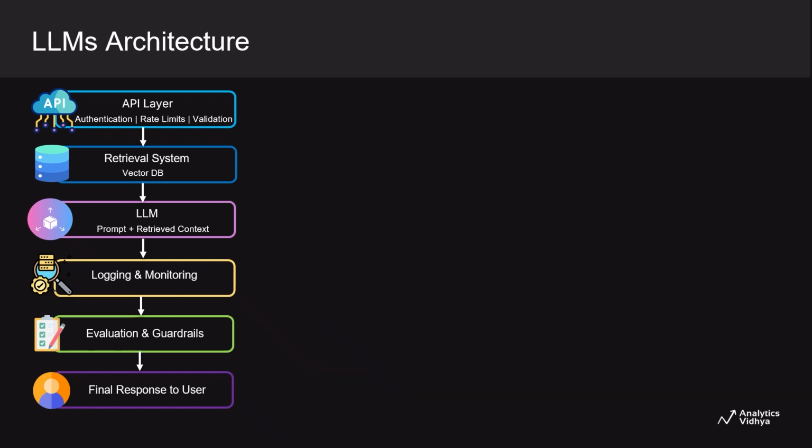Looking at the system from this architectural perspective is important. Building a real AI application is not just about calling a language model. It's about orchestrating multiple components that work together. These components handle data retrieval, model reasoning, safety checks, and monitoring. Together they form the foundation of real LLM systems.